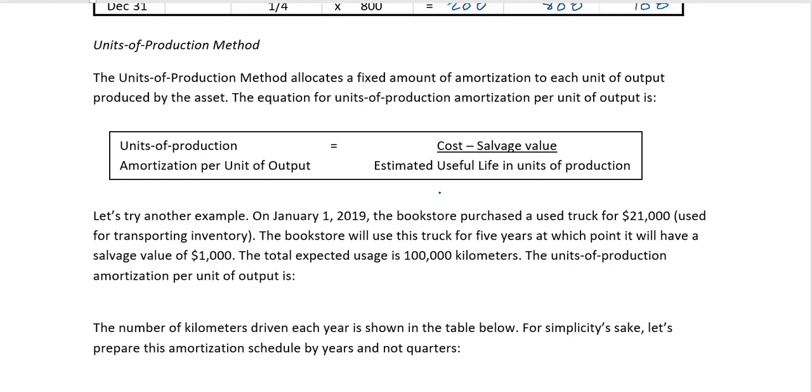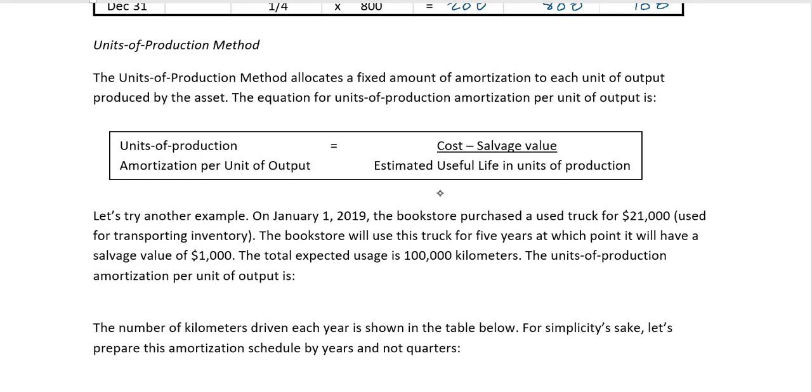On January 1st, 2019, the bookstore purchased a used truck for $21,000. It's going to be used for transporting inventory. The bookstore will use this truck for 5 years, at which point it will have a salvage value of $1,000. The total expected usage is 100,000 kilometers. The units of production amortization per unit of output is, so first of all, we're not concerned with 5 years at this point. We're only worried about 100,000 kilometers.